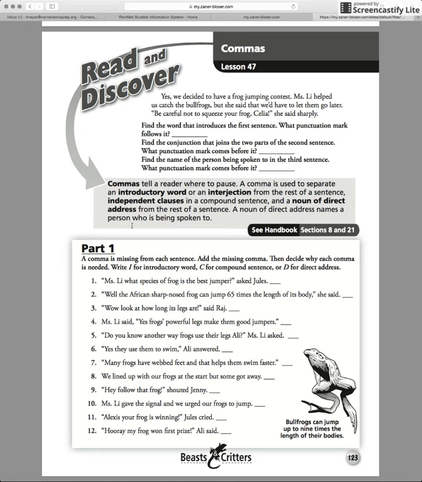So commas are used for lots of different things. Most importantly, they tell you as the reader where you should take a pause. The comma is kind of like the reader's chance to take a breath and then continue on with the sentence.